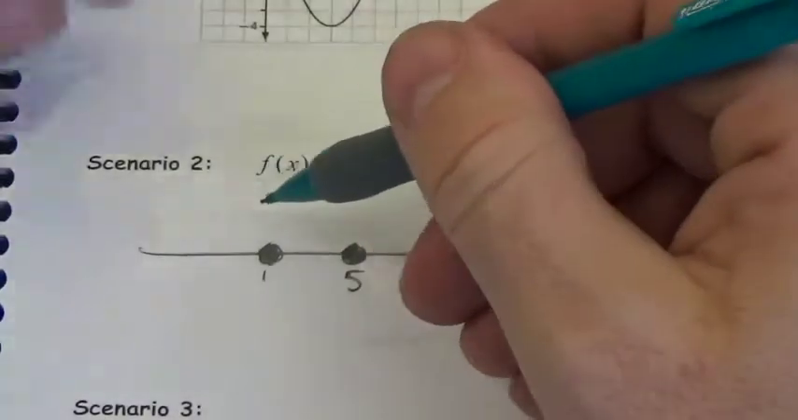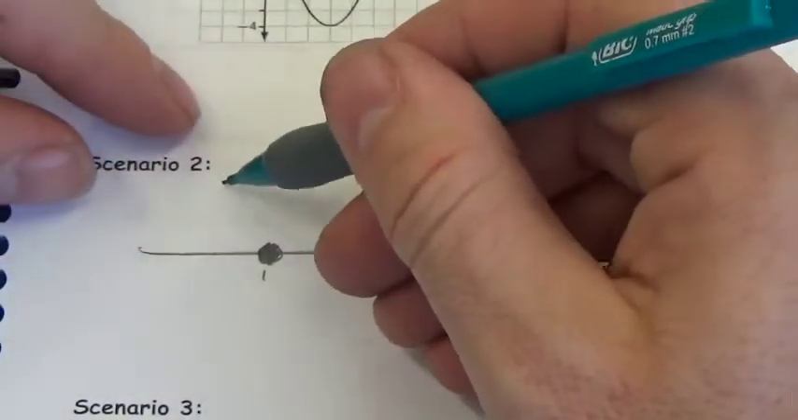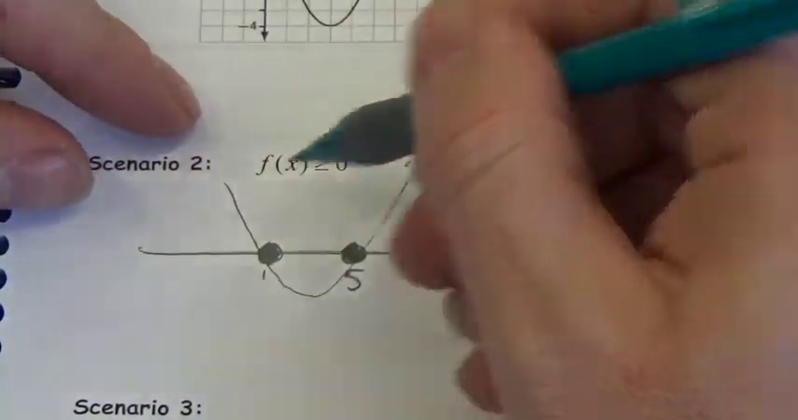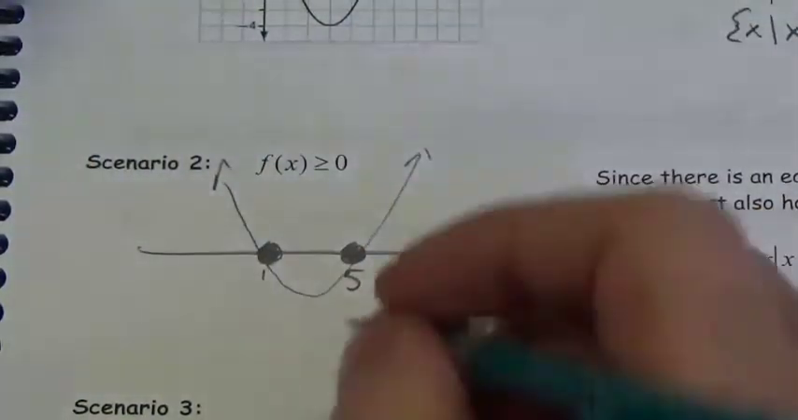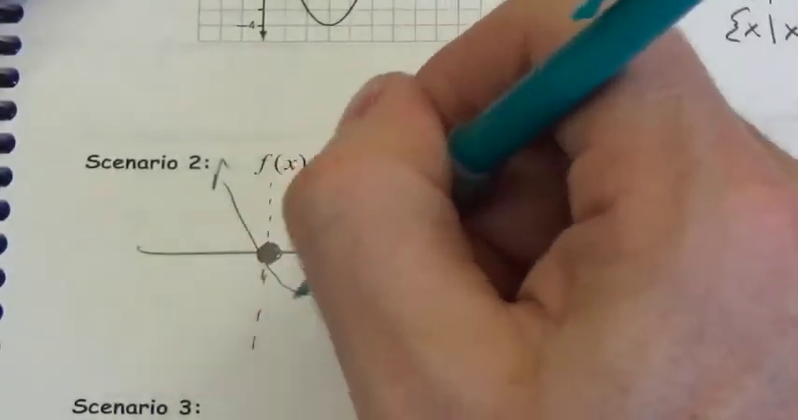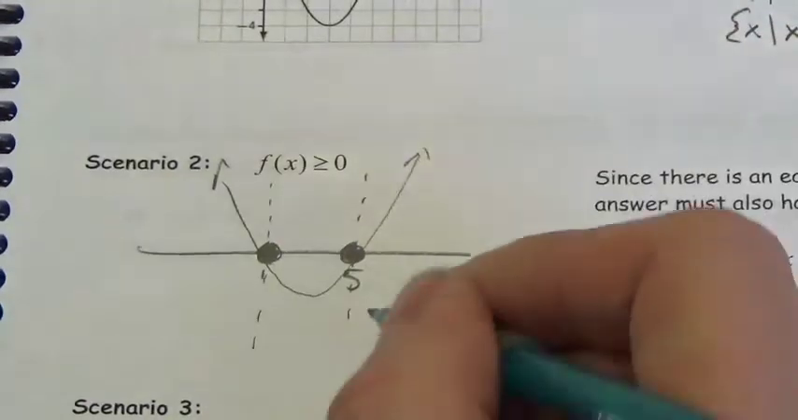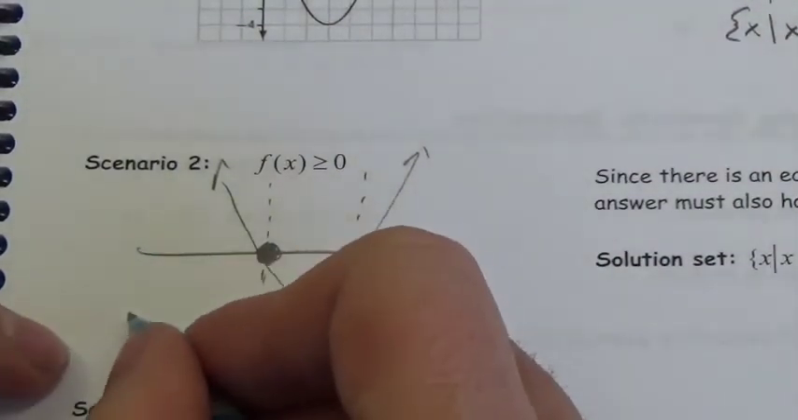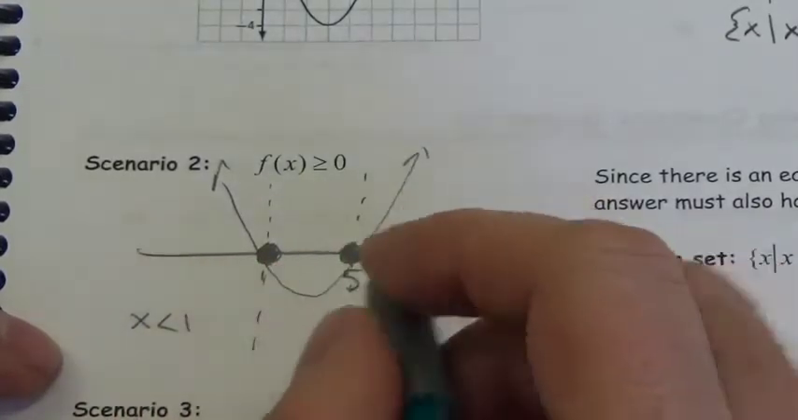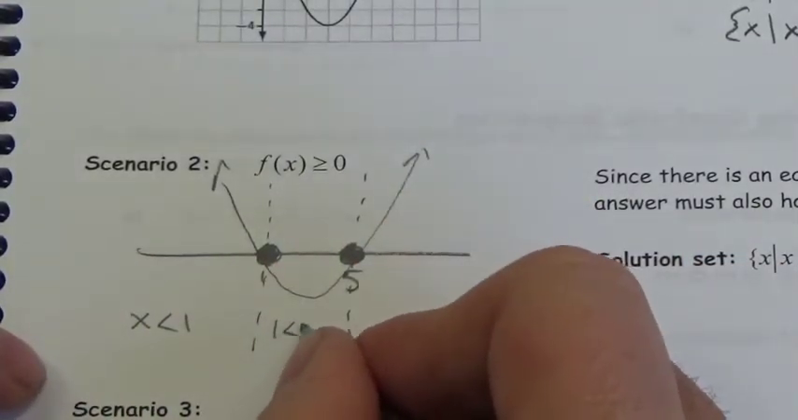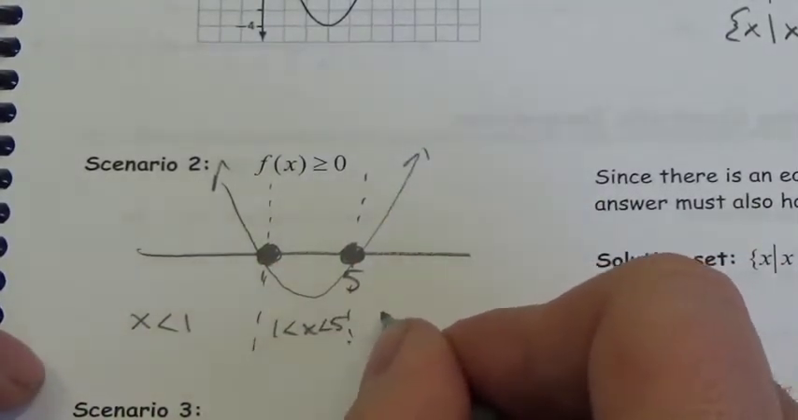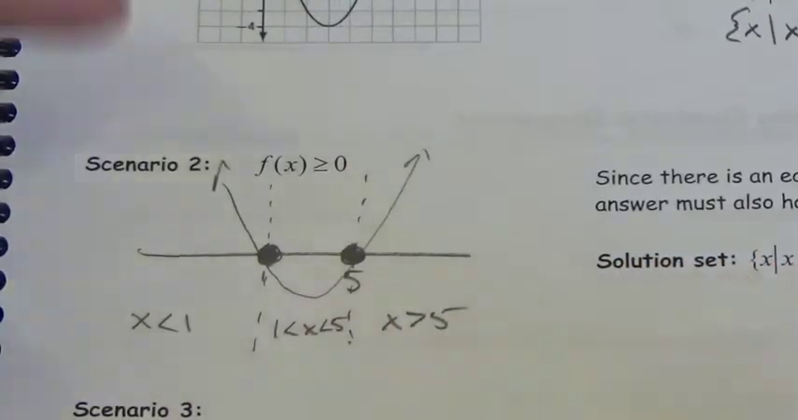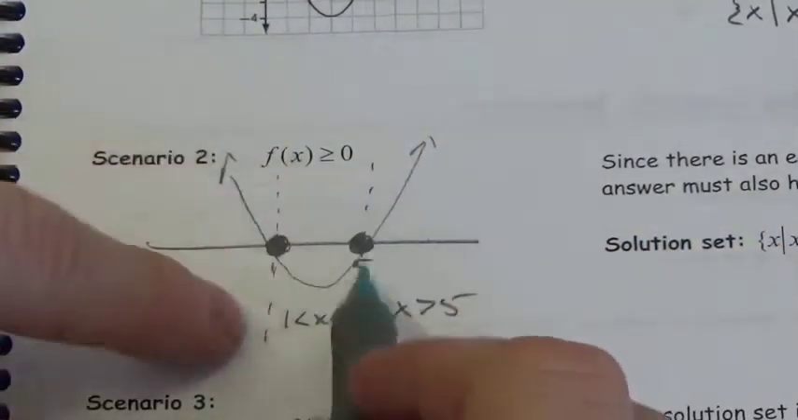The parabola that f of x represents looks like this. Okay? So there's this boundary here at 1, there's this boundary here at 5. I've got 3 different intervals. This right here is the interval where x is less than 1. This is x between 1 and 5. And this is out here where x is greater than 5. There's 3 intervals because of the x-intercepts.